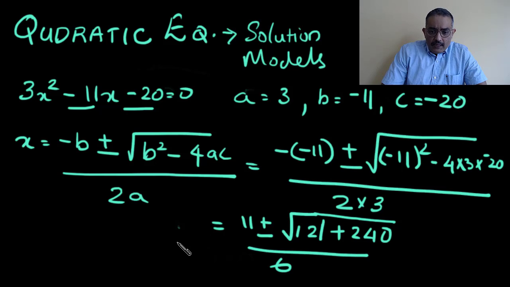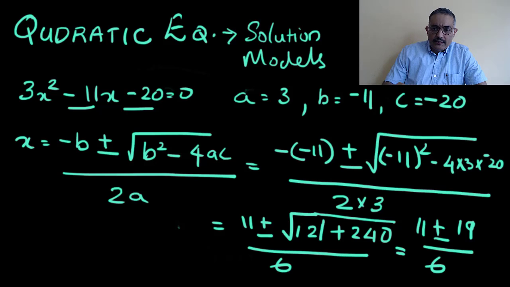All right. Now let's make some space here. The square root of these two terms would be 19. So 11 plus or minus 19 divided by 6. So there are two possibilities here, so let's work out those possibilities. 11 plus 19 is 30. 30 by 6 is 5.